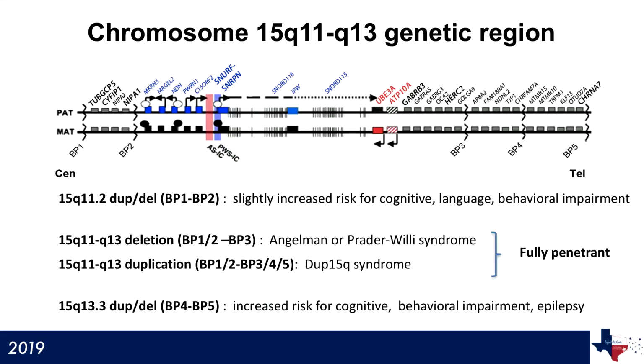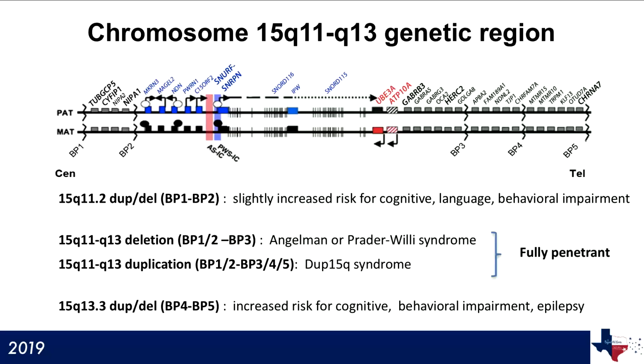So the reason that the parent of origin matters is because several genes in this region are expressed from dad's copy. Those are shown in blue. And one gene, UBE3A really, is expressed from mom's copy. There's another gene, ATP10A, that's imprinted, expressed from mom's copy in some individuals. But to be honest, that's really poorly understood at this point.